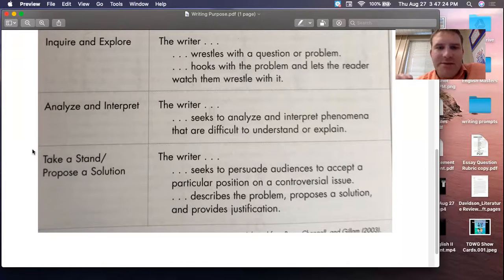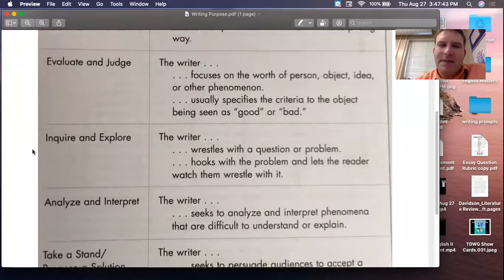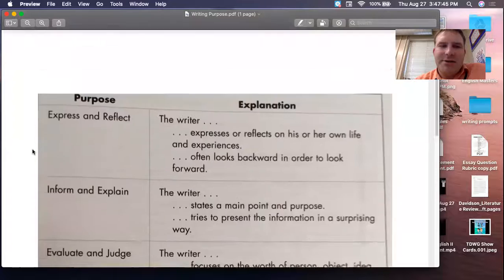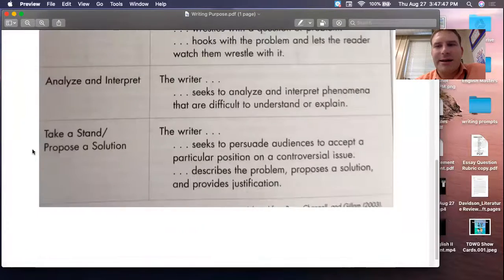The writer seeks to persuade the audience to accept a particular position on a controversial issue. You would describe the problem, propose a solution, and provide justification of why your solution is the best solution. You don't just say, here's the problem, here's the solution. You have to have backing. You have to have something that backs that up and supports your particular claim. So that is the 6 Purposes by Kelly Gallagher.